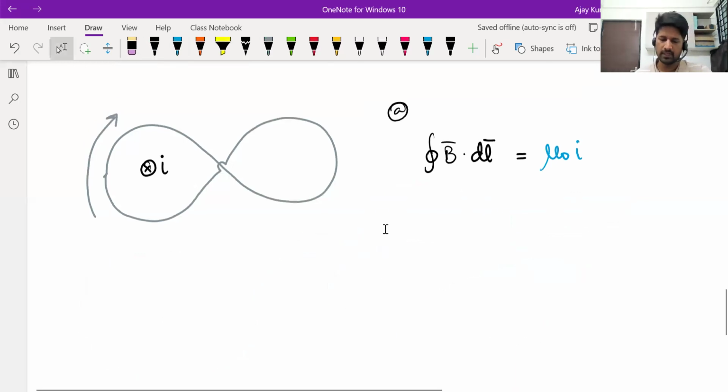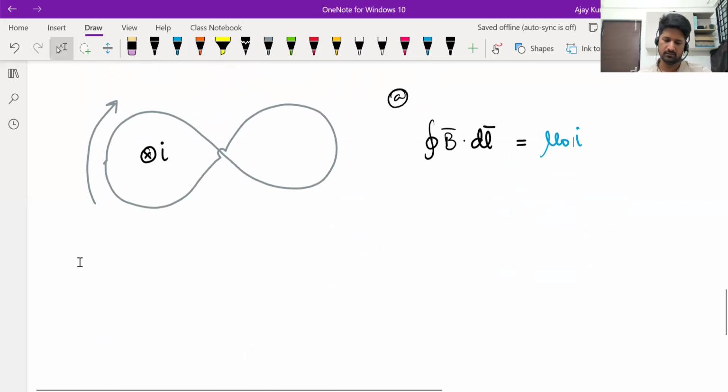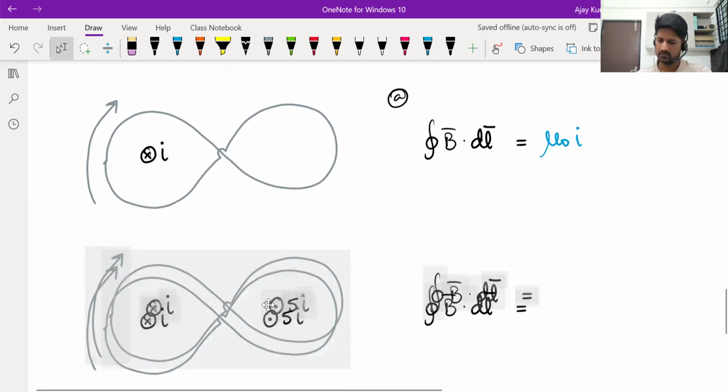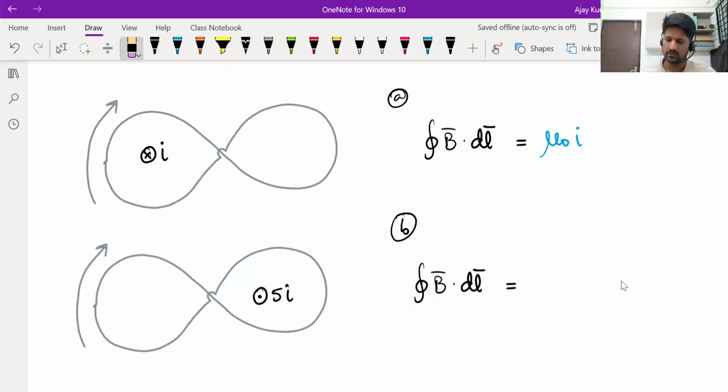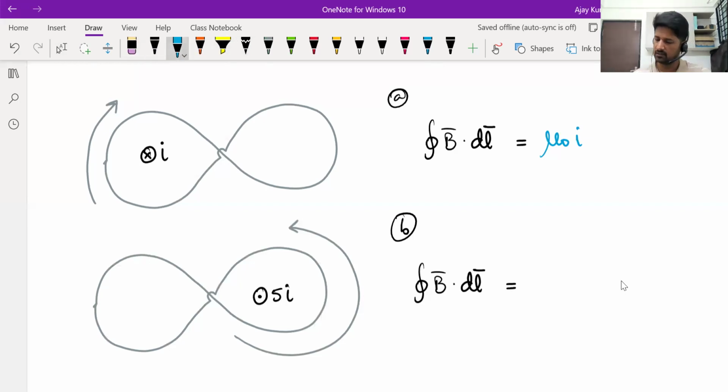Next, what you will do, take only the current 5i. We'll call that part B. So you can take the current separately instead of taking the loop separately. That way also you will get the same answer. Now around 5i, what you are effectively doing is you come like that and you go like this. You are going anti-clockwise. On the whole, around the current 5i, you are going anti-clockwise. Now current 5i being a current out of the screen, its field is also anti-clockwise. So the sense of the field and the sense in which you are moving are the same. Therefore, the integral B dot dl becomes mu naught 5i due to that current.